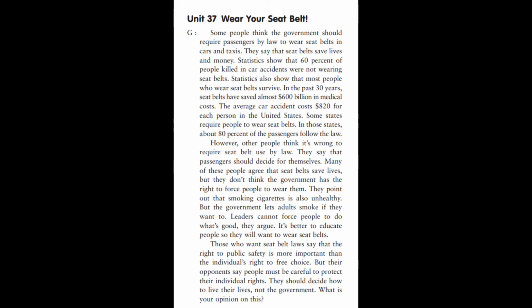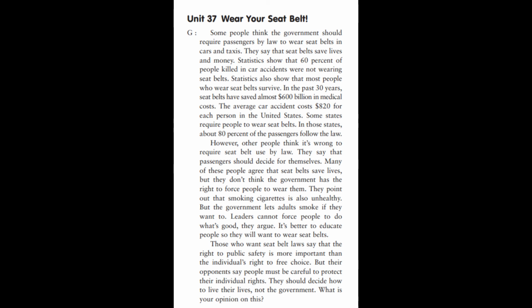They say that passengers should decide for themselves. Many of these people agree that seatbelts save lives, but they don't think the government has the right to force people to wear them. They point out that smoking cigarettes is also unhealthy, but the government lets adults smoke if they want to. Leaders cannot force people to do what's good, they argue. It's better to educate people so they will want to wear seatbelts.